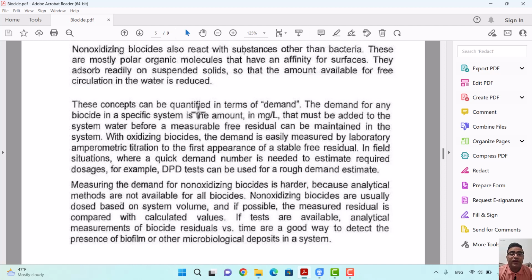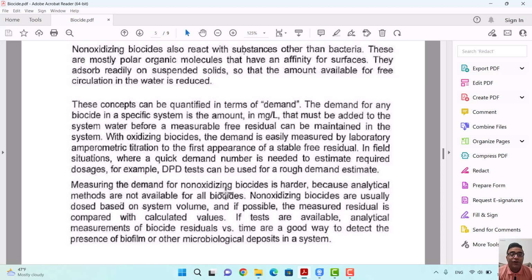These concepts can be quantified in terms of demand. The demand for any biocide in a specific system is the amount in ppm that must be added to the system water before a measurable free residual can be maintained in the system. With oxidizing biocides, the demand is easily measured by laboratory titration to the first appearance of a stable free residual. In field situations, where a quick demand number is needed to estimate required dosage, for example, a DPD test can be used for rough demand estimates.